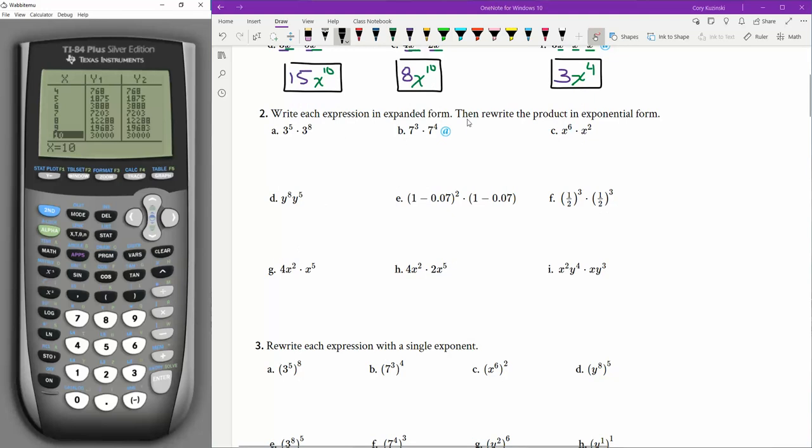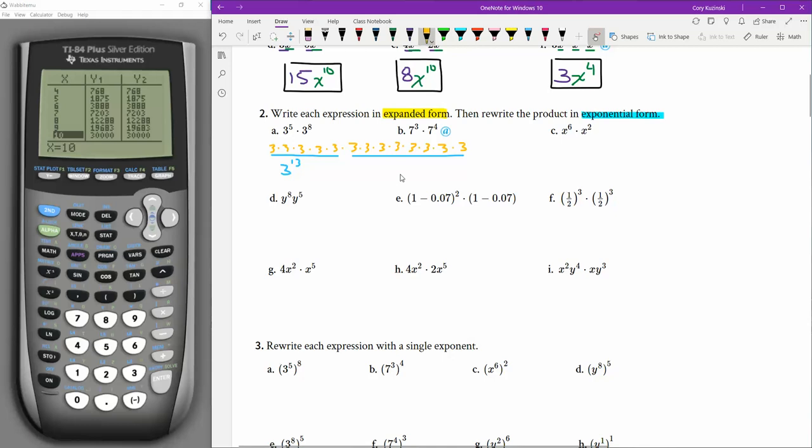Write each expression in expanded form, then rewrite the product in exponential form. So we're going to do expanded form, and then exponential form. I'll color code these. Expanded form: 1, 2, 3, 4, 5. 1, 2, 3, 4, 5, 6, 7, 8. I never want to have to do that again, but I'm going to have to. How many of those are there? Well, there's 5, and then another 8, so there's 13 of them.